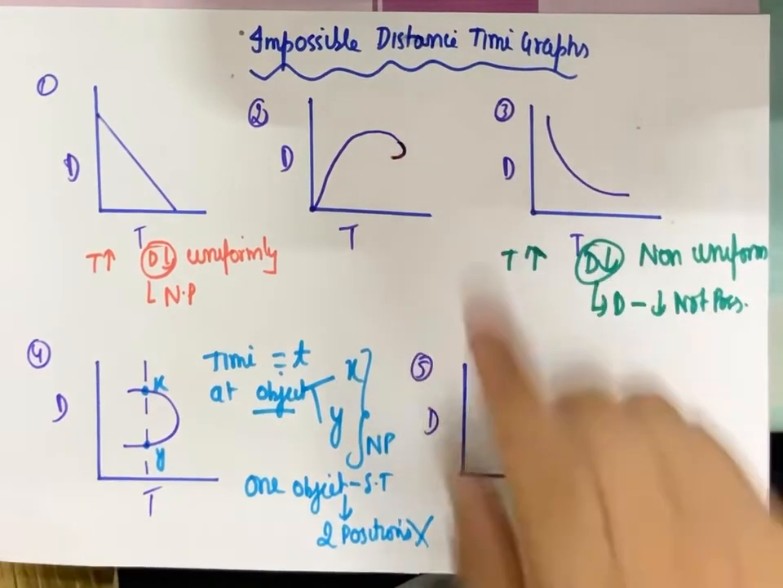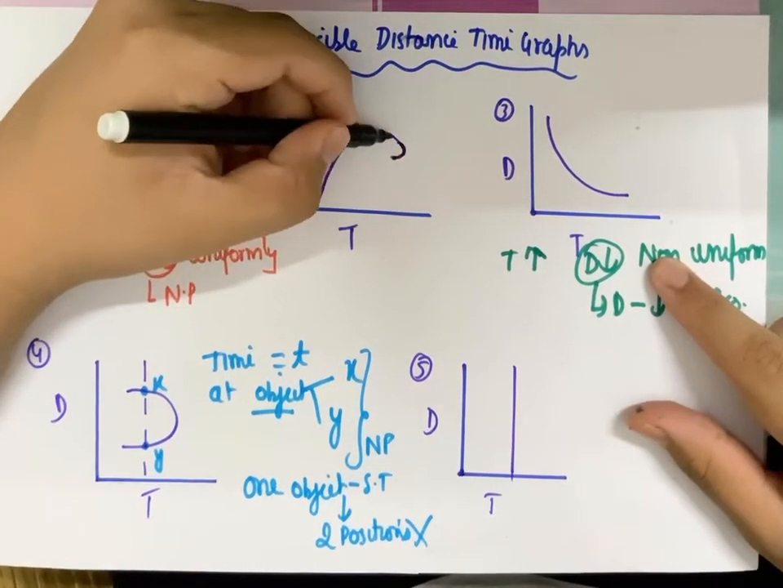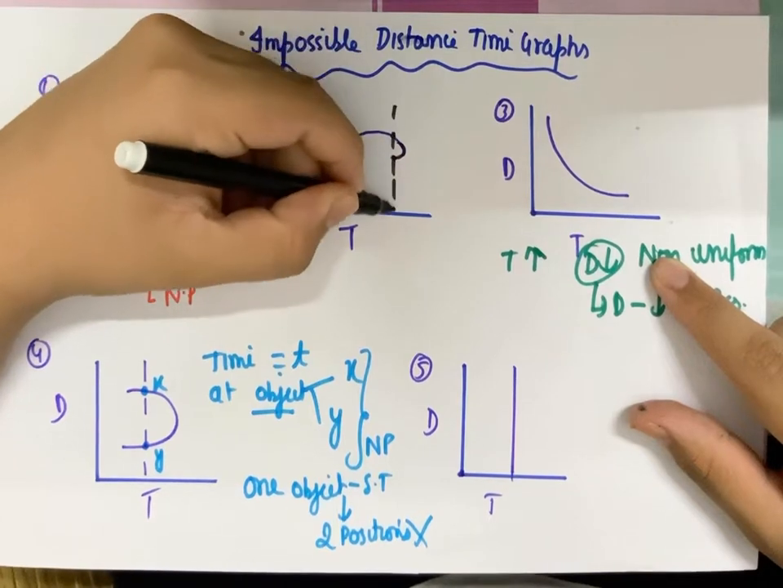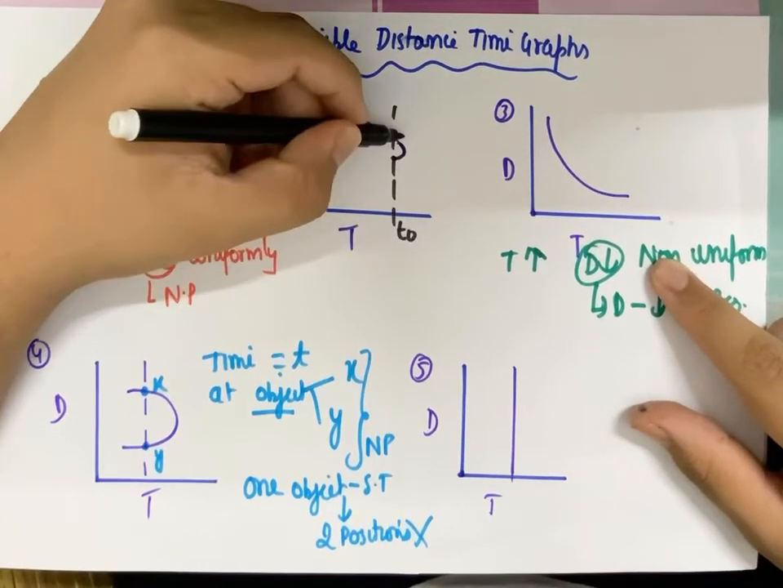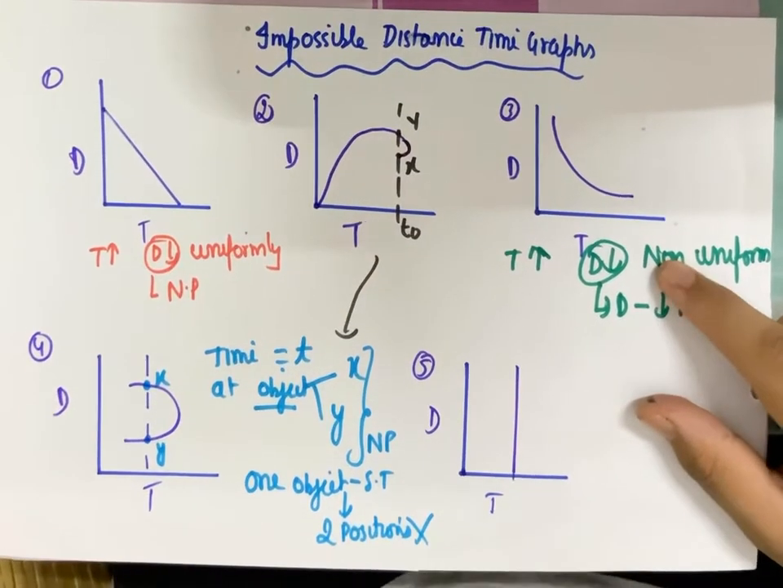Same thing with this also. In this, the difference is that we have not drawn this dotted line. So just analyze from here only. If I draw this dotted line here at this time, suppose this is time t naught, the object is at 2 positions again, x and y. So this has the same reason and it's not possible.